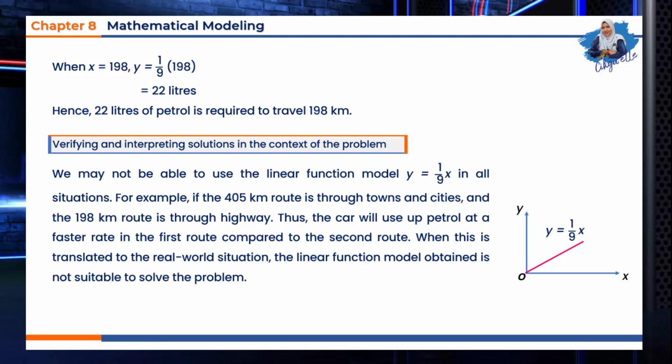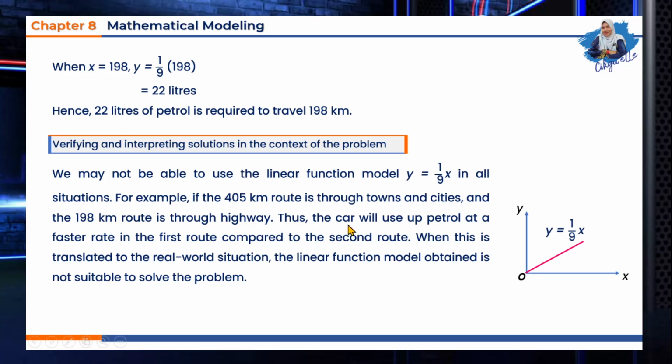Now, in verifying and interpreting the solution in the context of the problem, we may not be able to use the linear function model y equals 1 over 9x in all situations. Why? For example, in the 405-kilometer route, it is true. But if the 405-kilometer route is through towns and cities, and the 198-kilometer route is through a highway, maybe there is a difference in the routes for the two different distances here.